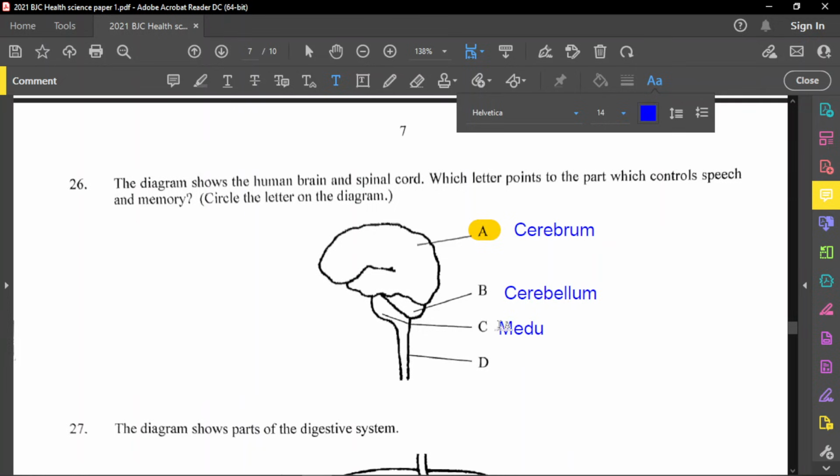This part is called the medulla oblongata. Your medulla oblongata is responsible for what they call the involuntary actions, such as heartbeat, digestion, and respiration. That is controlled by the medulla oblongata. These are things that you cannot control, that take place automatically in your body. And then D now is what they call the spinal cord. The spinal cord is responsible for your reflex actions.